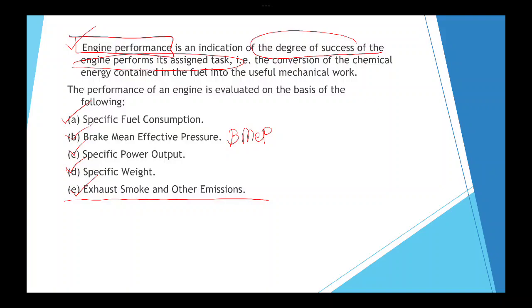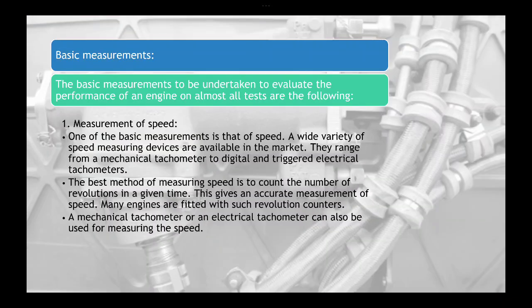Okay, let's move on with the measurements. Basic measurements to be undertaken to evaluate the performance of an engine on almost all tests are the following. First, measurement of speed. When you see speed, its unit is RPM. And what device will you be using? That's the tachometer.